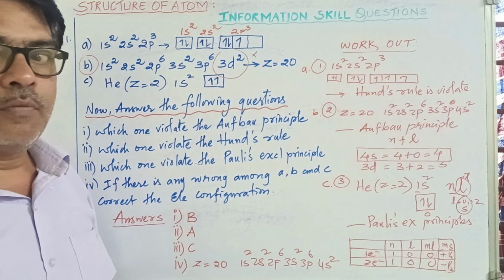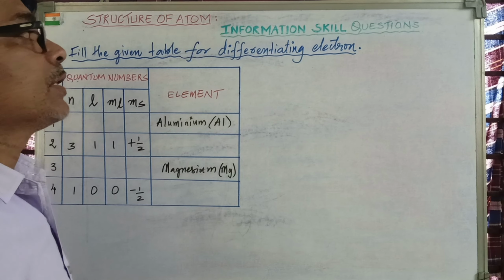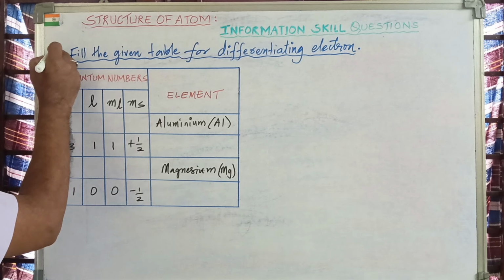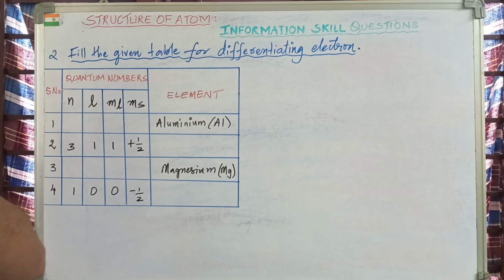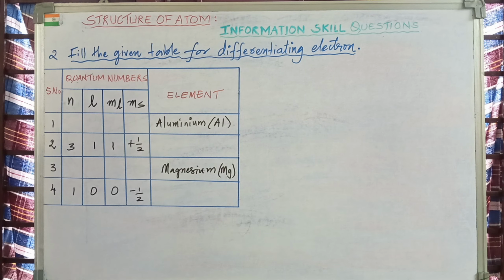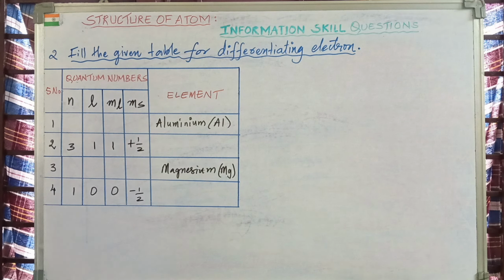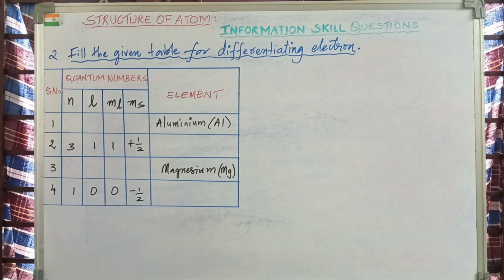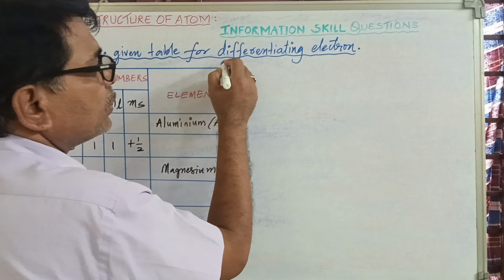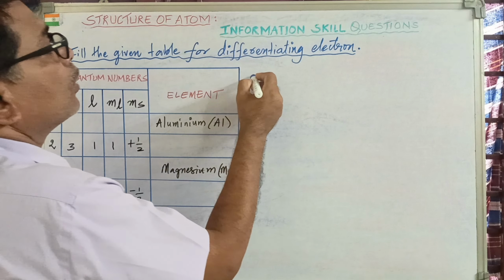I'll come back with one more question. Second question. Question number 2 in the information skill: fill the given table with the differentiating electron, and the table is given with quantum numbers n, l, ml, ms. Principal quantum number, azimuthal quantum number, magnetic quantum number and spin quantum number for these elements. Not for the whole electronic configuration, it is only for the differentiating electron. This is a very interesting point. Differentiating electron. So let us take aluminium.